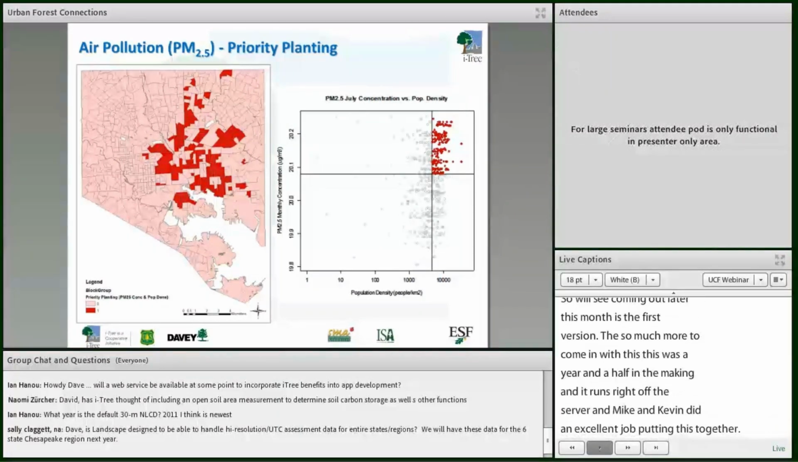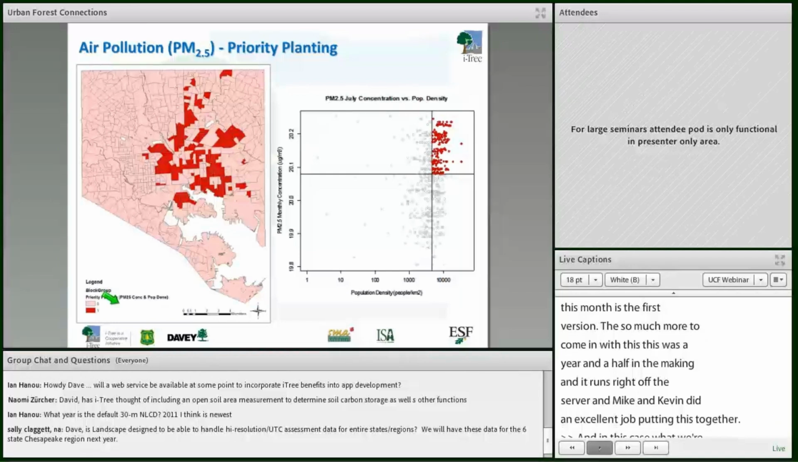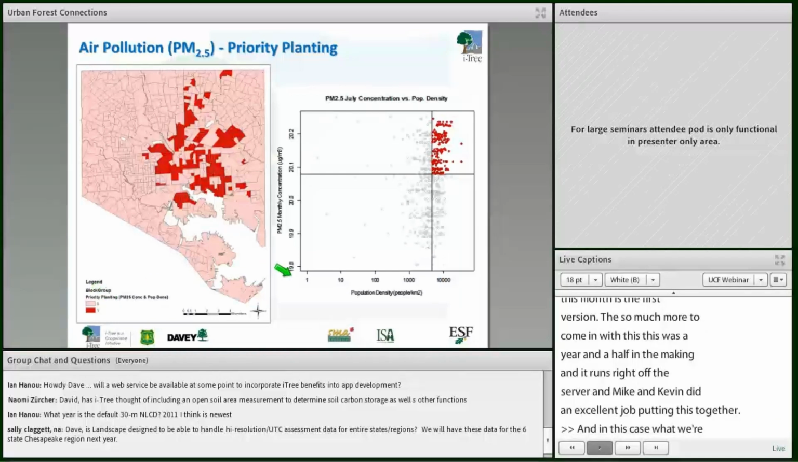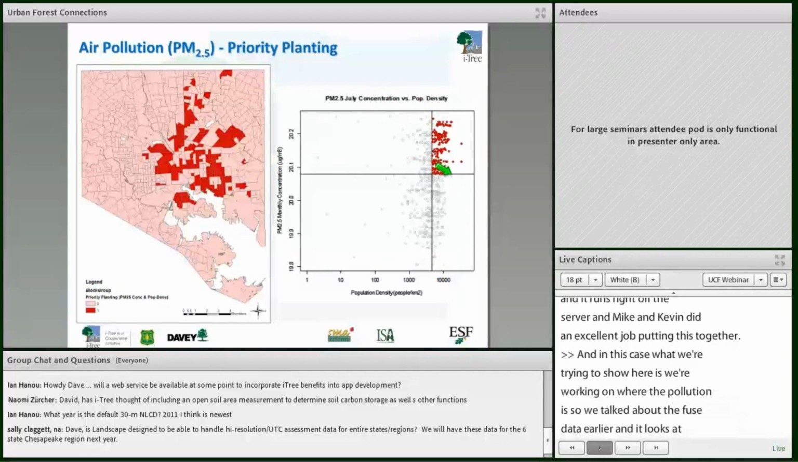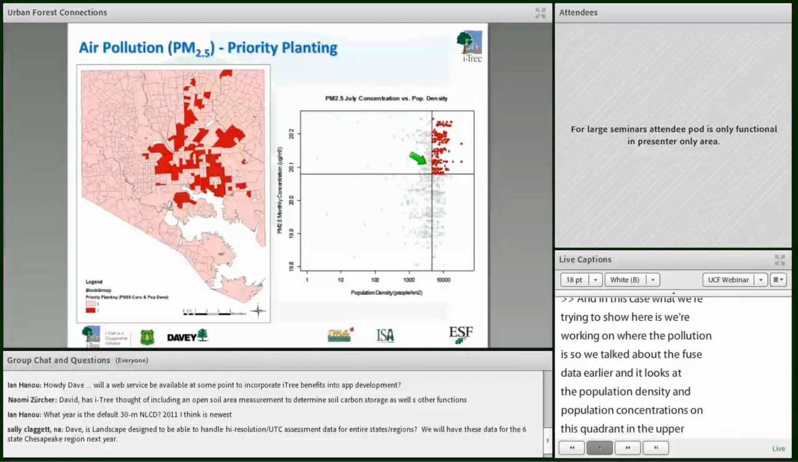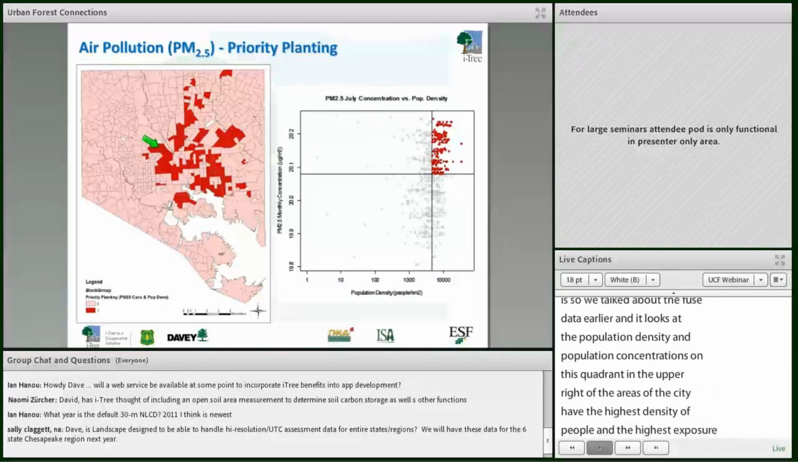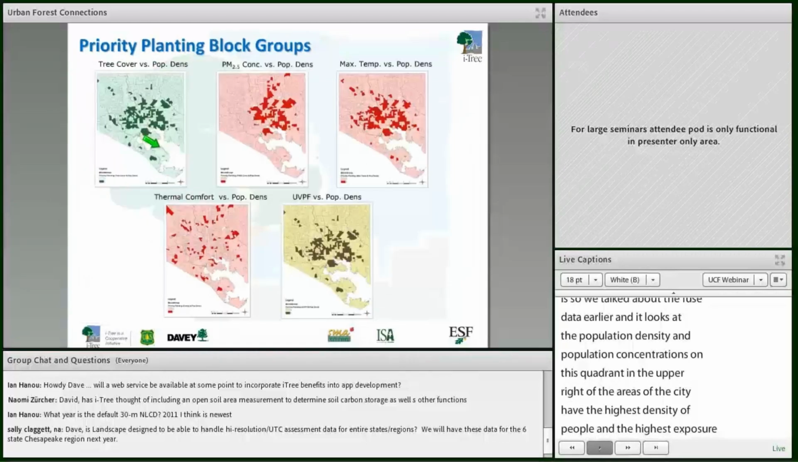In this case, what we're trying to show here, and this is what we're working on, is where the pollution is. As I talked about that fuse data earlier, it looks at population density and population concentration. So in this quadrant in the upper right are the areas of the city that have the highest density of people and the highest exposure to PM 2.5. So these blocks here are the ones that are the most polluted and have the most people receiving the pollution. So it gets to this idea of how do we optimize.